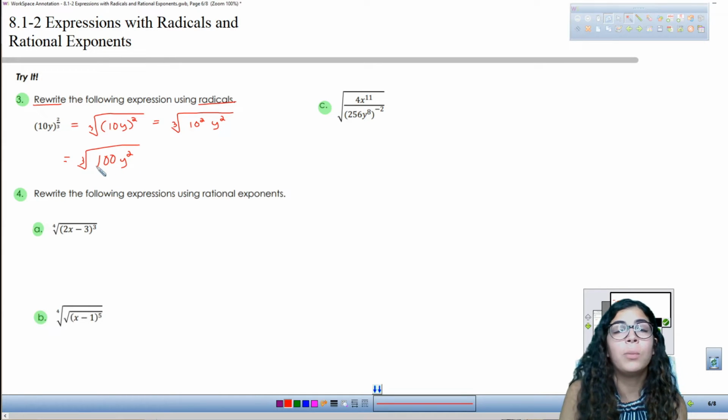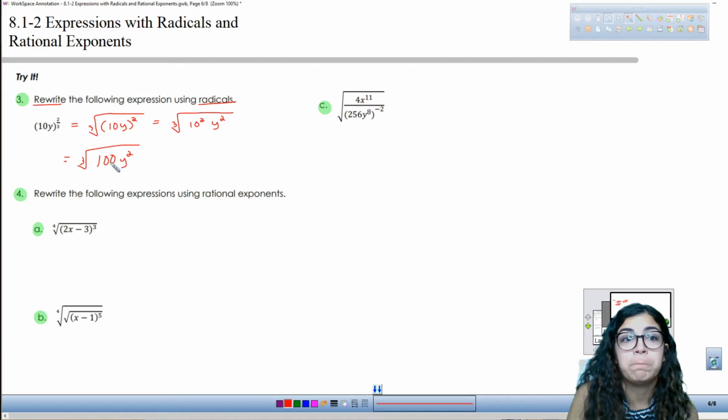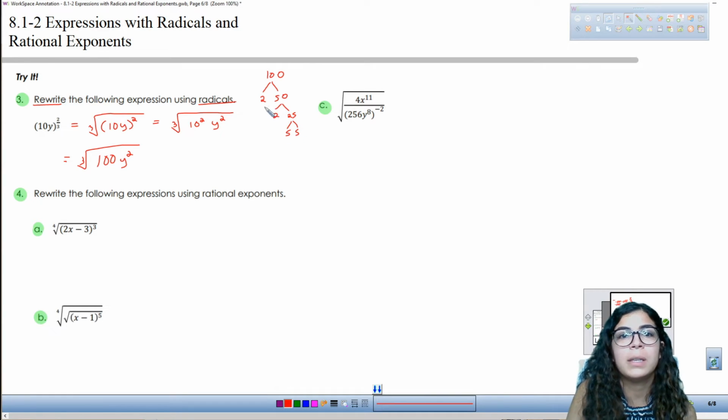Now, can the cube root of 100 be simplified? Well, let's find out. Let's go ahead and prime factorize 100. So 100 can be split up into 2 times 50. 50 can be split up into 2 times 25. And 25 can be split up into 5 times 5. Now, none of this can be split up any further. So 100 is 2 times 2 times 5 times 5.